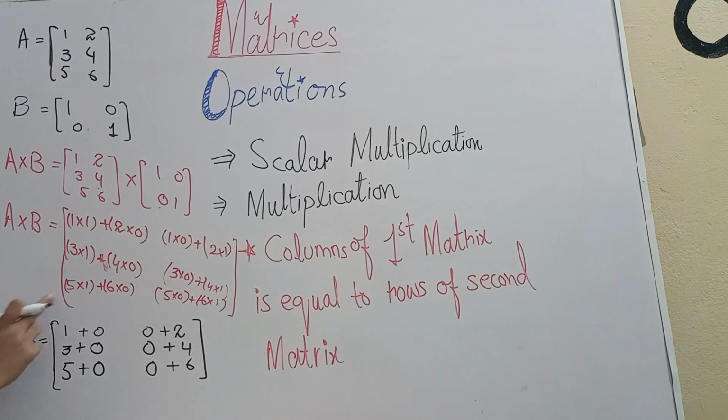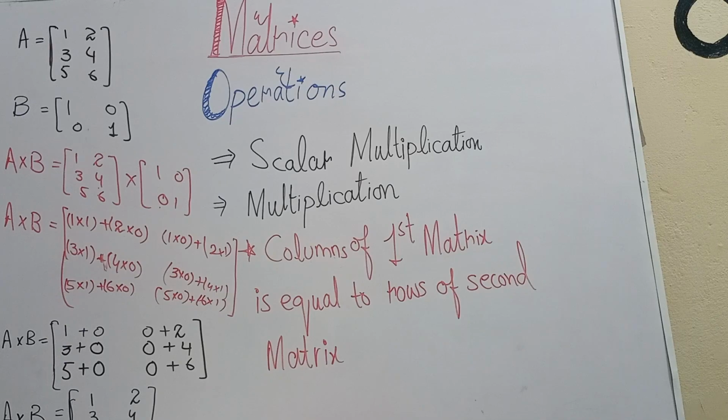So here we have resolved these brackets, and now we are going to add them, and it is the simplest. Sorry, I have written plus here. So it becomes 1, 3, 5, 2, 4, 6. So it is the product and the result of the multiplication of two matrices.